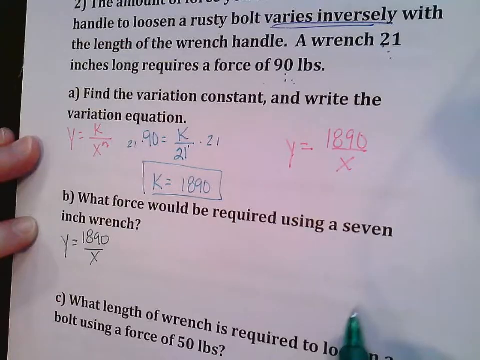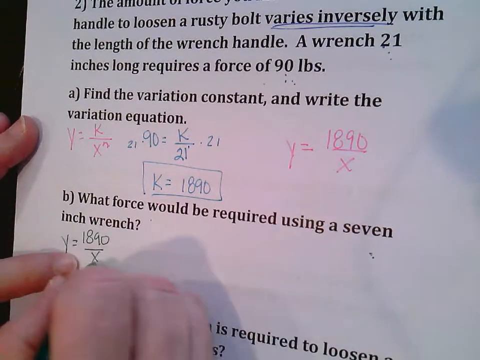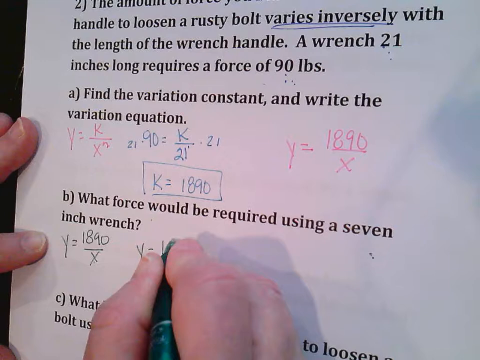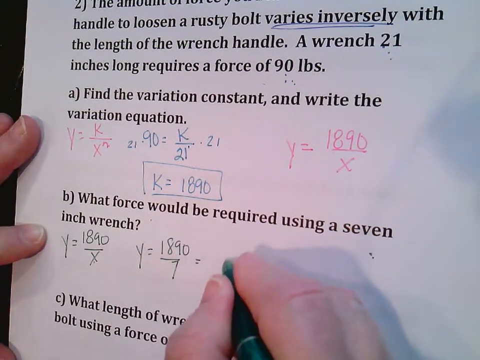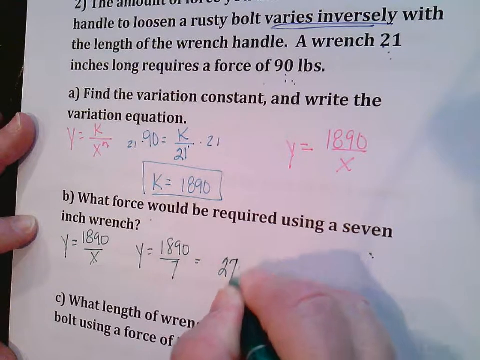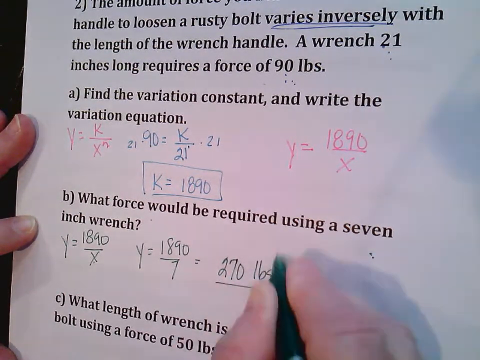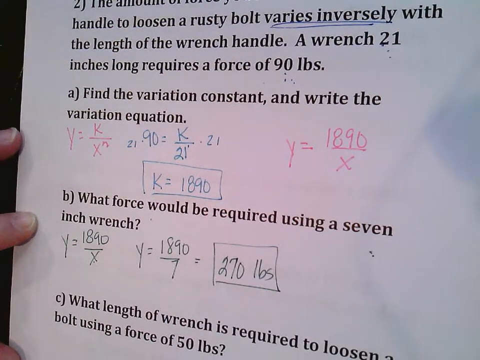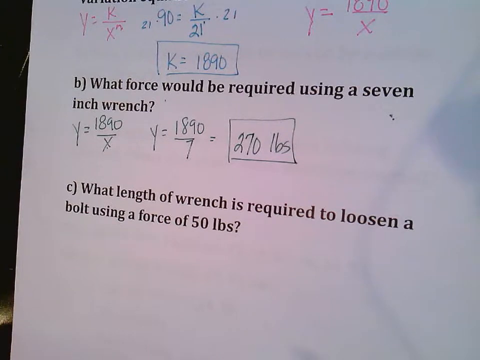And this is asking what the force would be if I had a 7-inch wrench. So if I put in 7, that means I'm going to put in 7 for x. So I have y equals 1890 over 7. And that's going to require 270 pounds of force. Okay. And again, if you know how many pounds of force we have, we can find out how long the wrench is going to be needed to loosen the bolt.